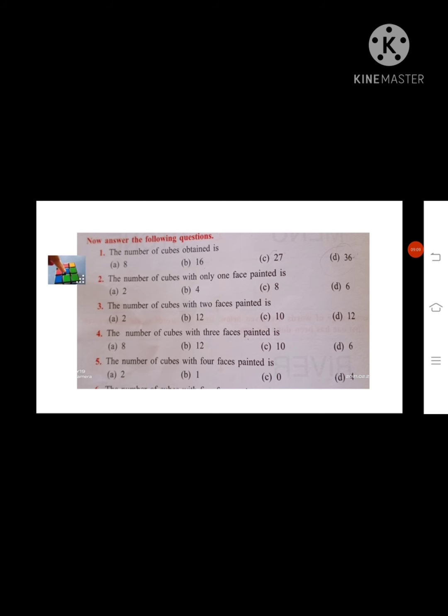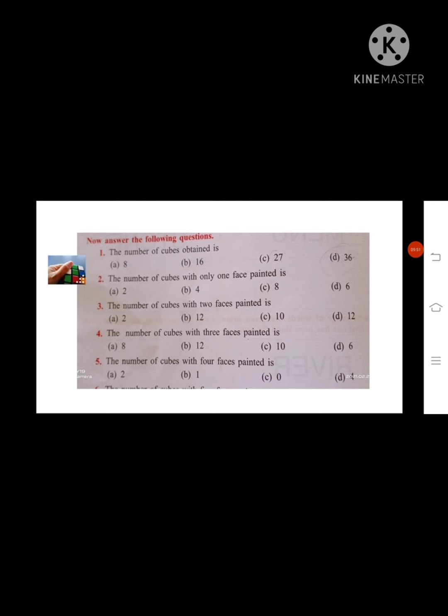So what is our question? The number of cubes with only one face painted. If we count the number of cubes having only one face painted, how many sides do we have here? 6. Okay. 1, 2, 3, 4, 5, and the down one, 6. Got it? A total of 6 sides are there on this block.